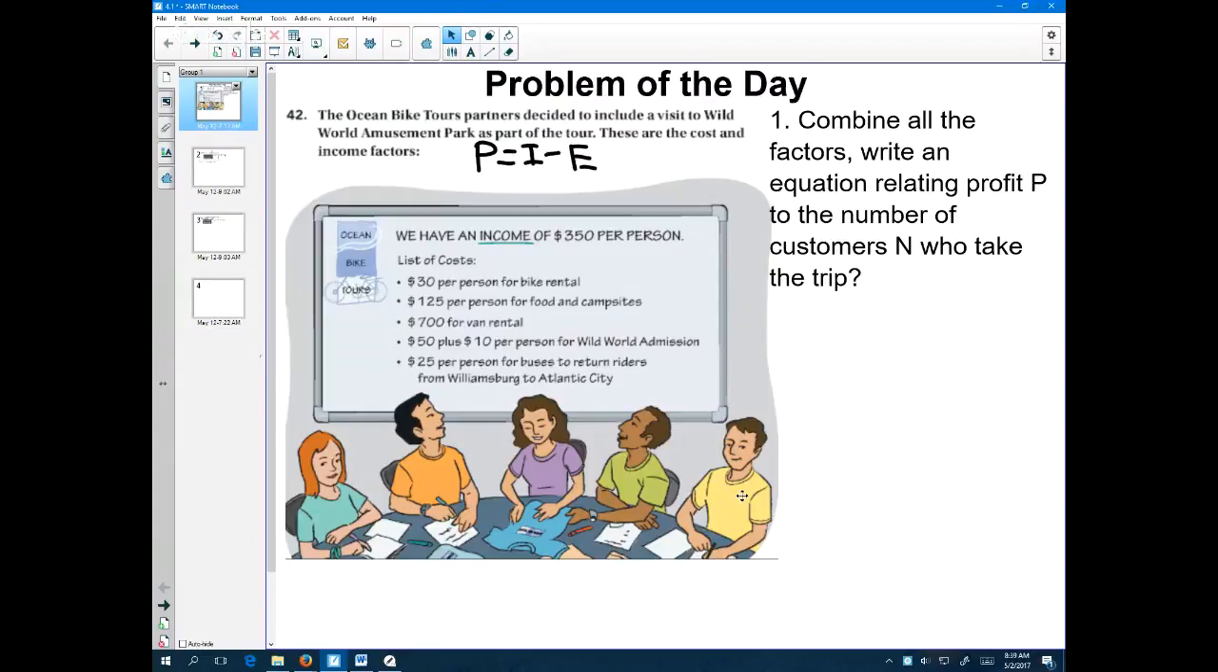First of all, I don't see 350 per person in your equation. It says 350. I don't see anything about per person. So that's not right. You gotta have per person. No, your second part is not correct.